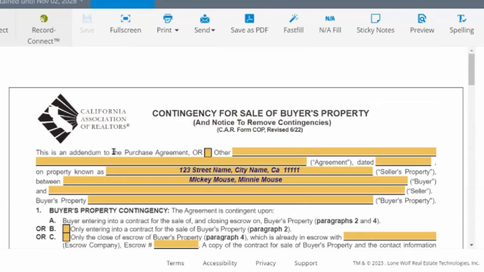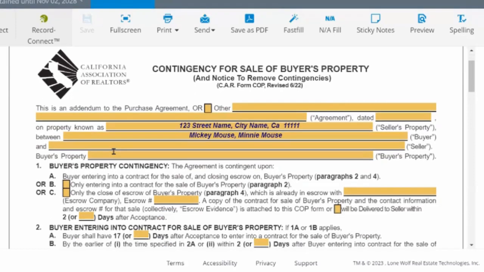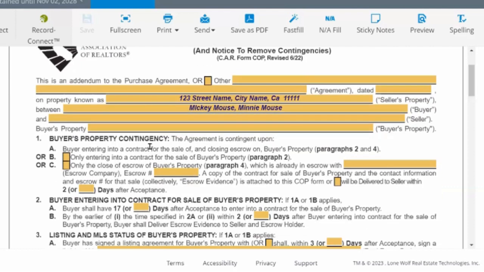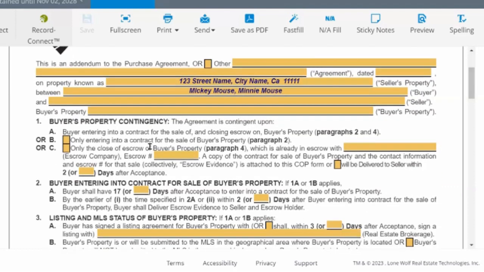Okay, so this is the contingencies for sale of buyer's property. That's it. Yep, and again, this is going to be negotiated in the very front of the transaction, so it's going to be part of the purchase agreement. And this one I did. What's hard to remember is the contingency date removals happening.